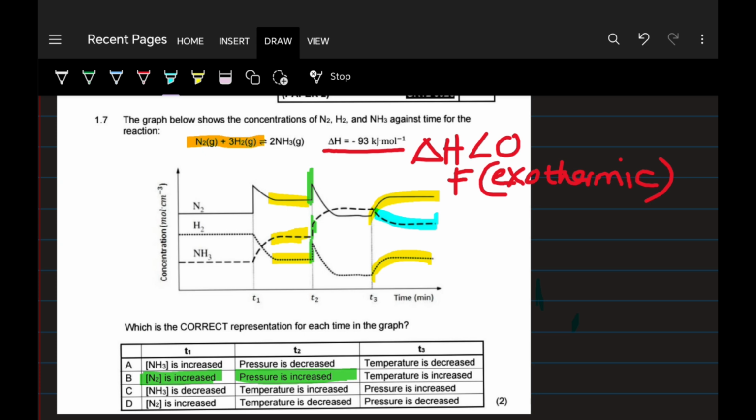We know that the system shifts to favor the reverse reaction, which is the endothermic reaction, because the concentrations of nitrogen and hydrogen increase. Can you see that the reverse is favored? According to Le Chatelier's principle, increasing the temperature favors the endothermic reaction to absorb the extra heat. So the temperature is increased, because the endothermic reaction is favored.